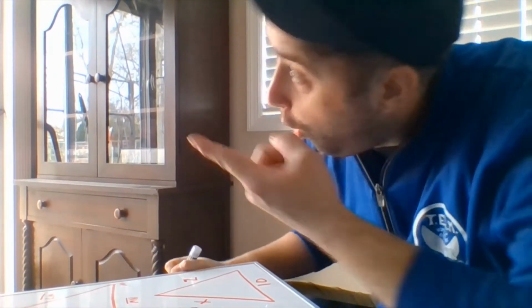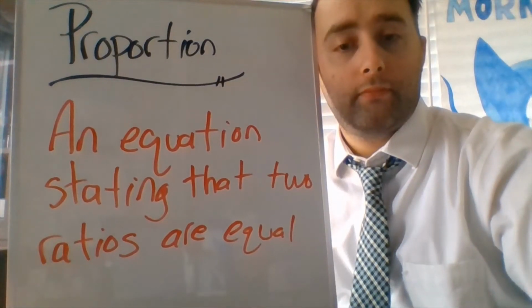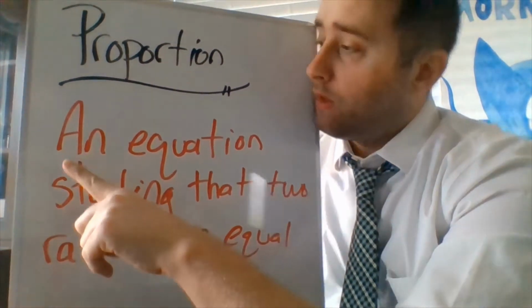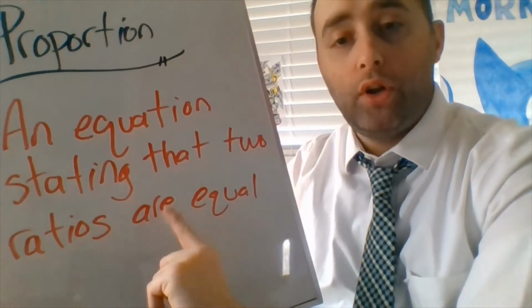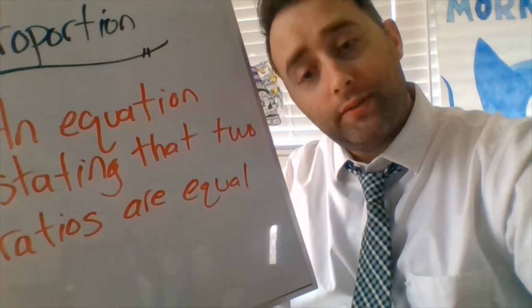I don't know what's a proportion. Why don't we ask Mr. Nugent from yesterday? What's a proportion? A proportion is an equation stating that two ratios are equal. That's what a proportion is. Oh, there we go. Now we know.